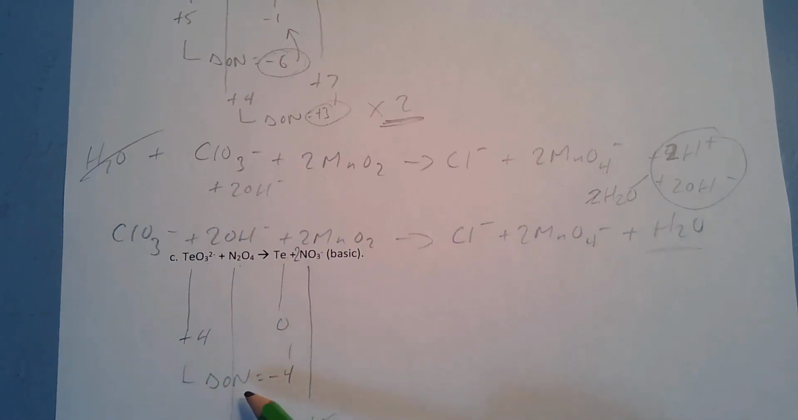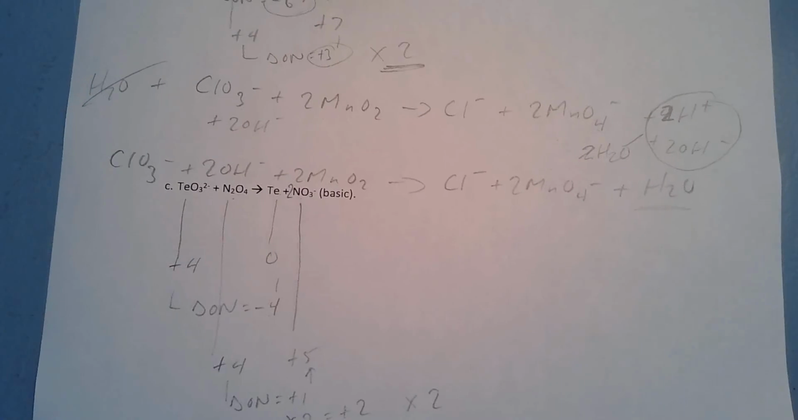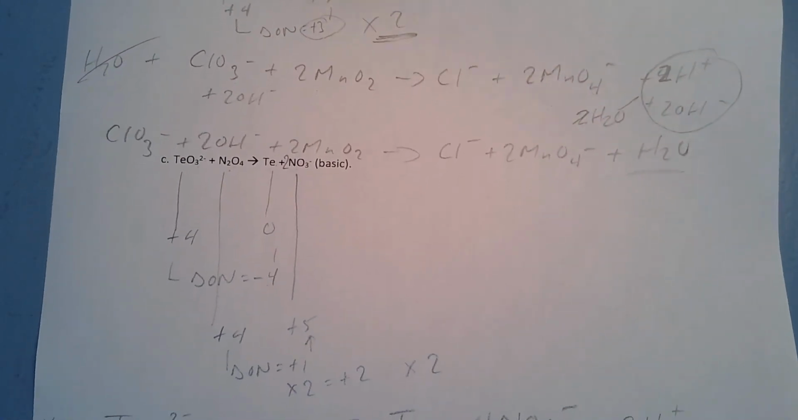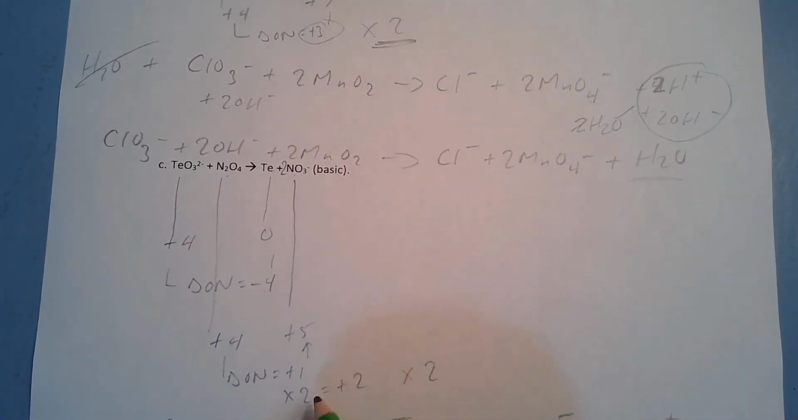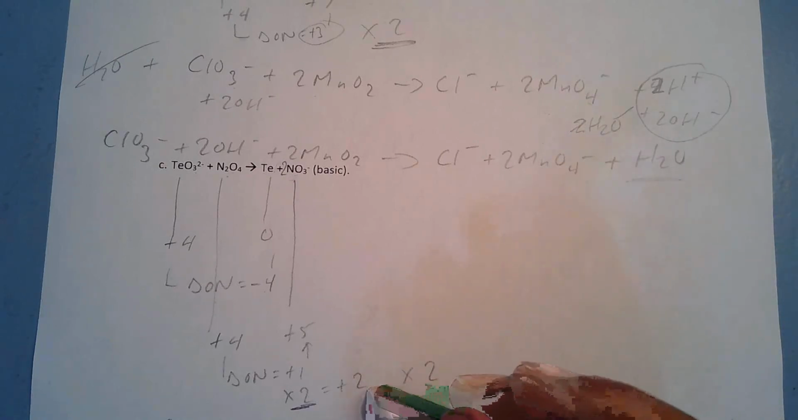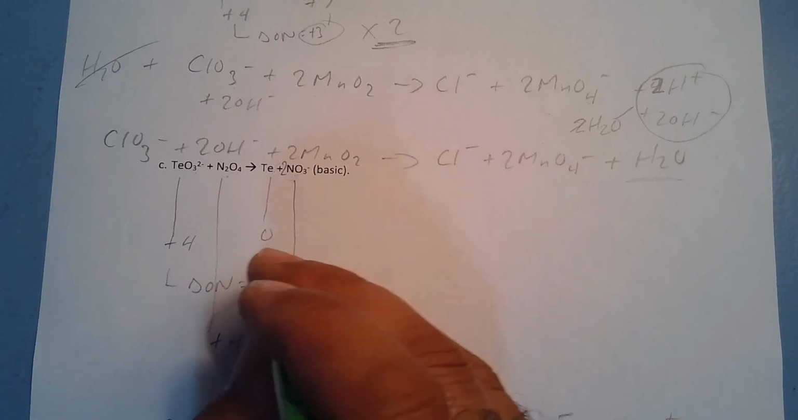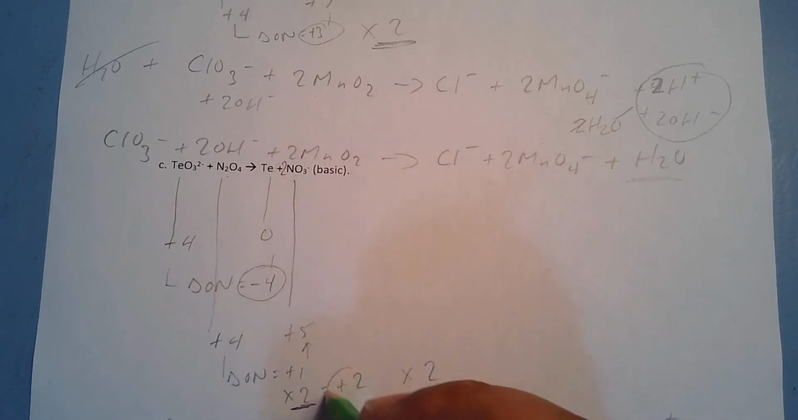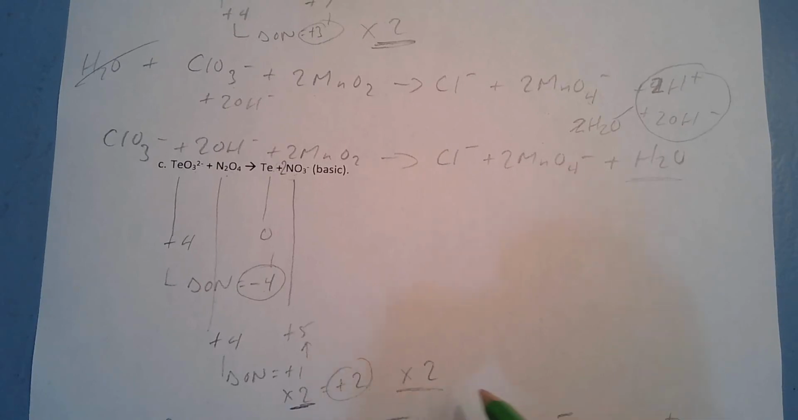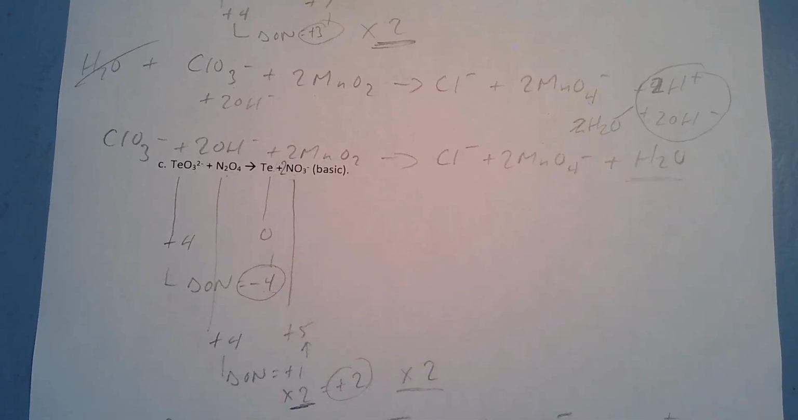Let's look at the change in oxidation numbers. This has gone down by 4, and the other one has gone up by 1. And so again, where this 2 comes from here, that multiplied by 2 is because we put the 2 over here. Okay, so same as before. So this is plus 2. So we multiply. This one is negative 4. So this one's positive 2. So we're going to multiply it by 2 to get it to be positive 4. So negative 4, positive 4. The other one we leave the way it is.